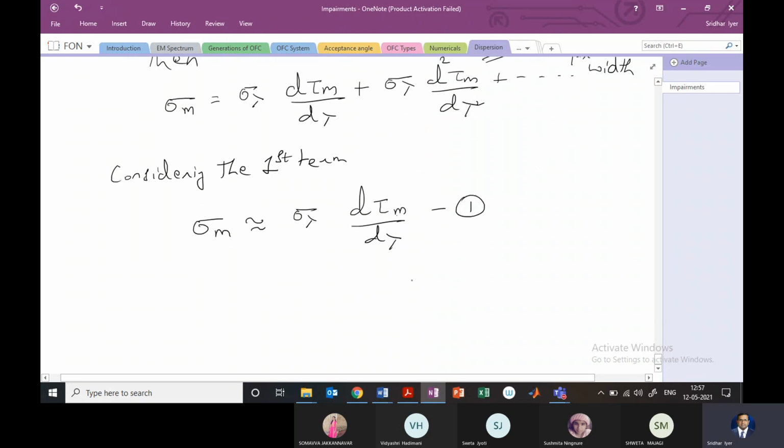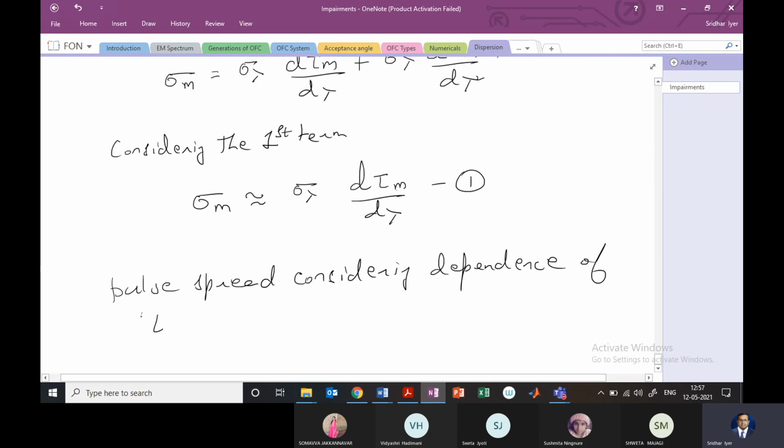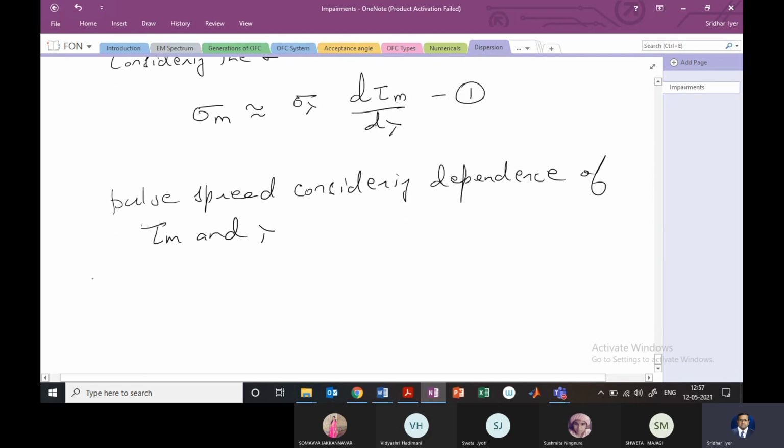Let us call this equation 1, right? So now the pulse spread, considering the dependence of tau m on lambda, that means this delay is dependent on the wavelength. So finding the first derivative, d tau m by d lambda, and if you find that derivative using that equation, you'll get L lambda by C. So I'm using this equation.